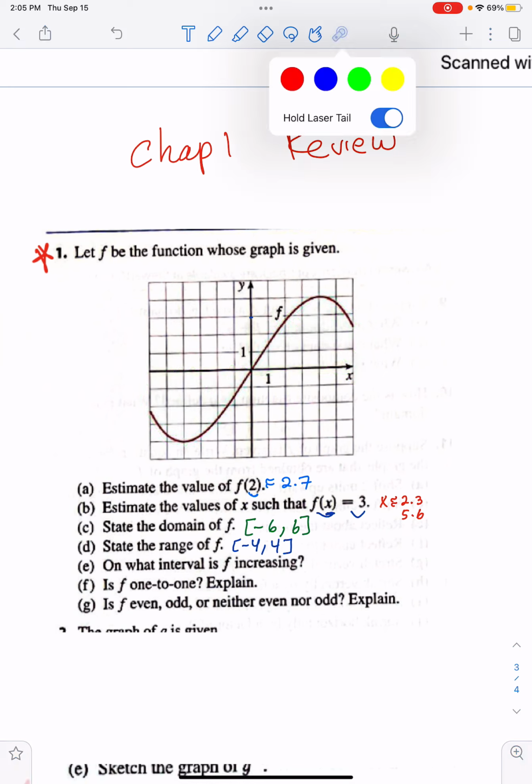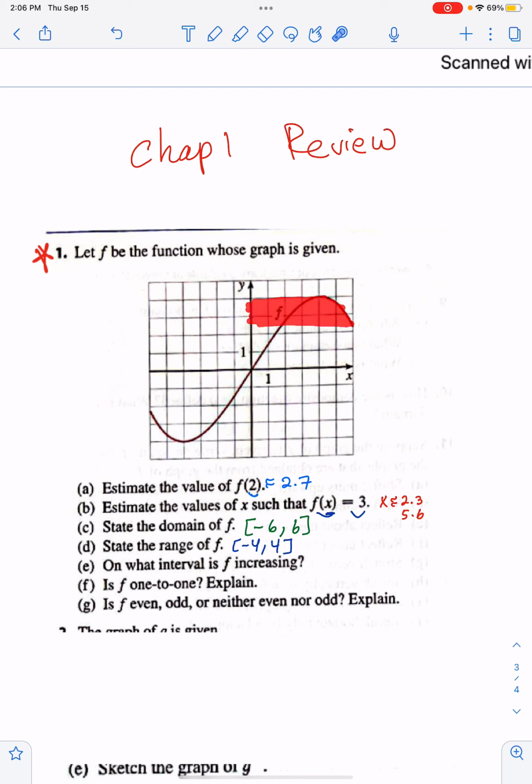To find the range, you find the projection of the graph, this time along the y-axis. So here is the graph and here is the projection along the y-axis. It's going to cover from down below here all the way up here. So that's -4 all the way to +4.